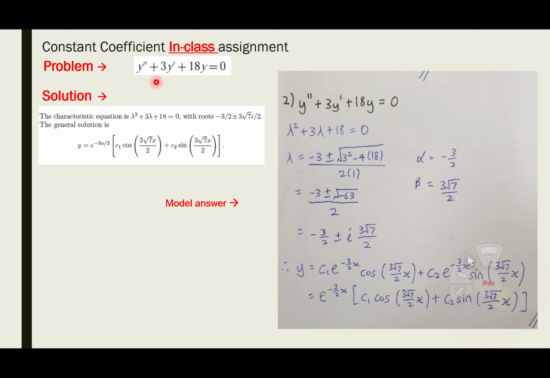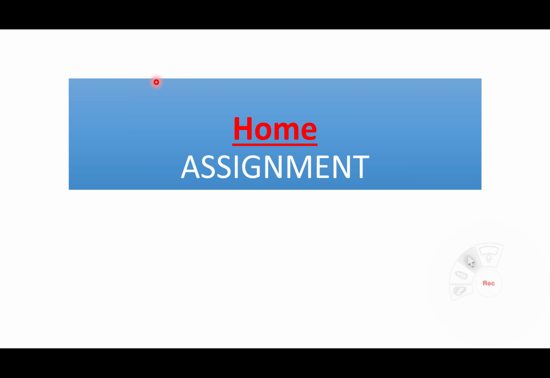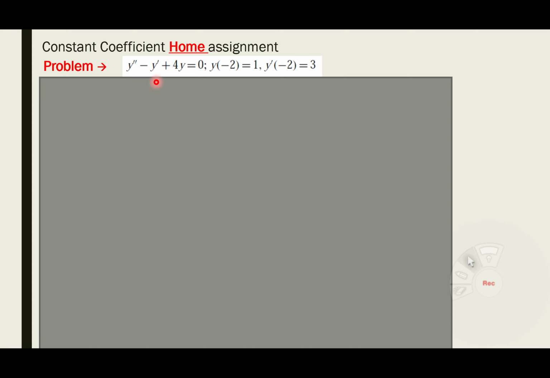Now let's go to the final part, which is the home assignment. The first home assignment is this. Solve this equation. And remember that it is an initial value problem. So we have here y of minus 2 equal to 1 and y prime of minus 2 equal to 3. This means that we are going to solve for C1 and C2. The constants C1 and C2 in our equation are going to be solved using these additional conditions. You can solve this for the home assignment.